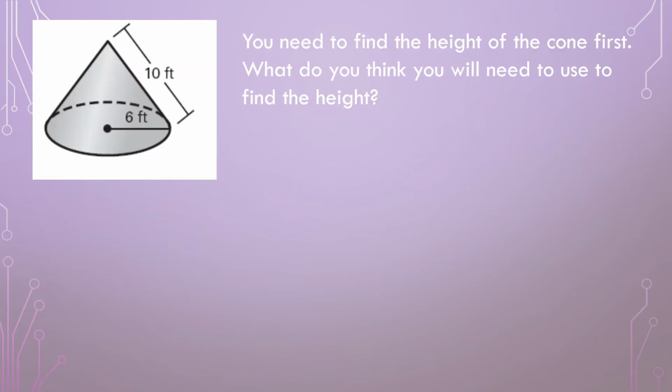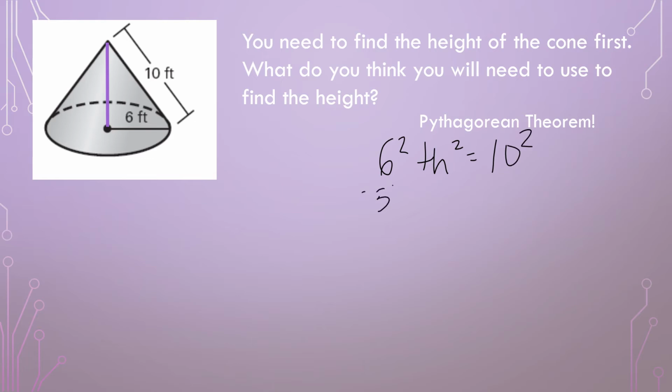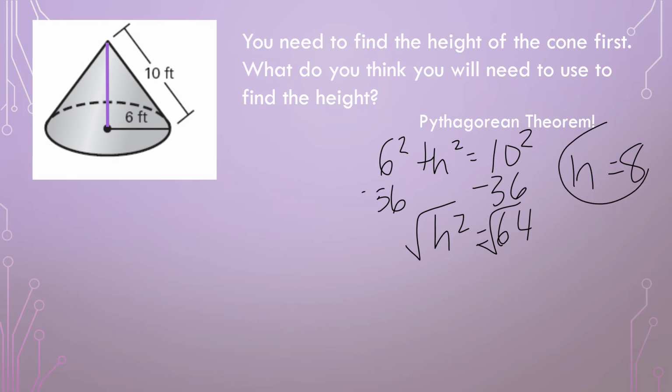The next one, you need to find the height of the cone first. So we do not know what the height of the cone is right now. We know what the slant height is, but we don't know what the height is. So we have to use the Pythagorean theorem here before we do anything. So you'd have 6 squared plus h squared equals my hypotenuse, which is 10 squared. 6 squared is 36, so subtract 36 from both sides. You would get h squared equals 64, and I need to take the square root of both sides, so h is 8. You already have your radius of 6, so just plug that all in.